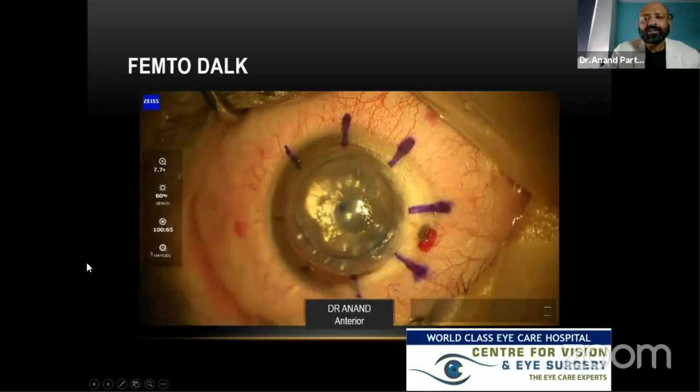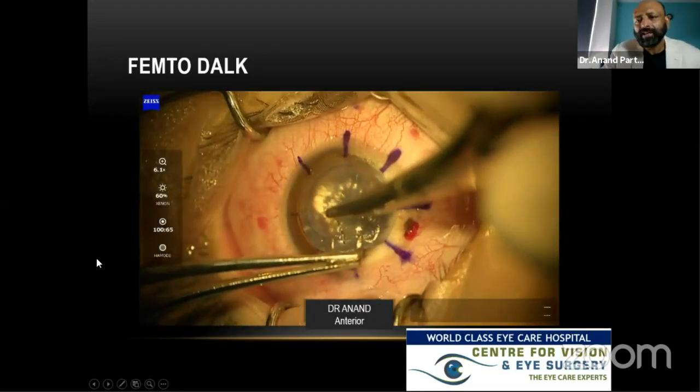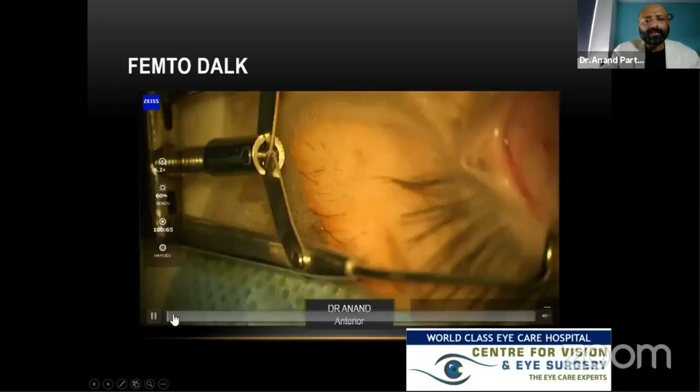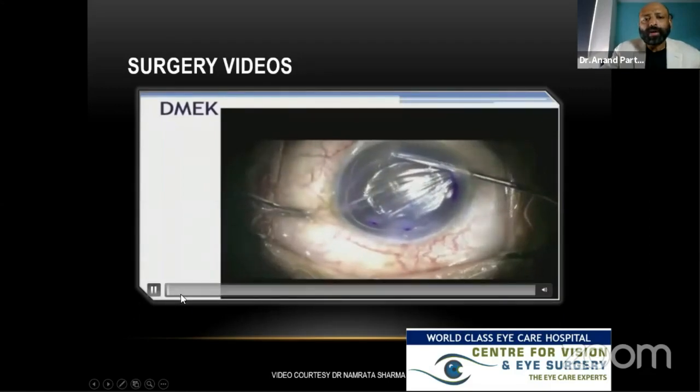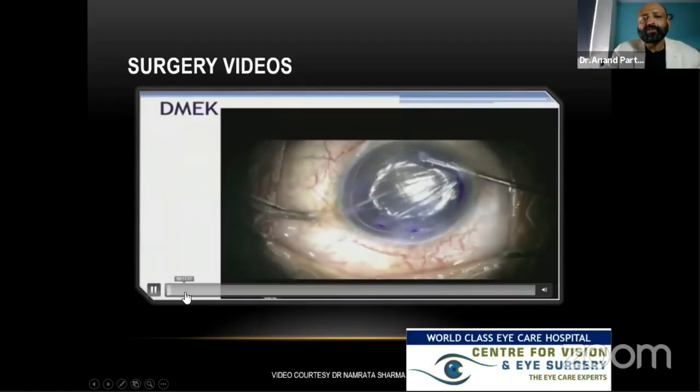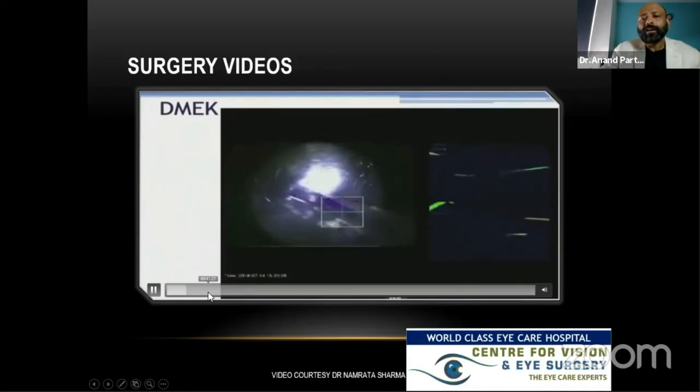And these patients actually do quite well post-op. You just need maybe about 8 sutures to finish these surgeries. This is a video from Dr. Namrata, just to show that this works quite well for DMEK as well, especially for removal of the donor.